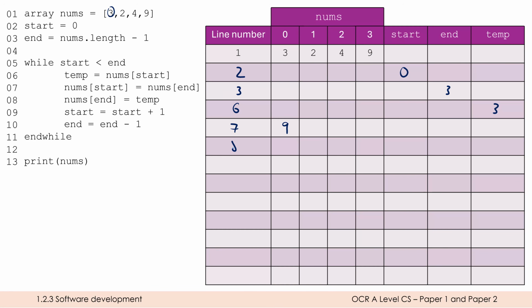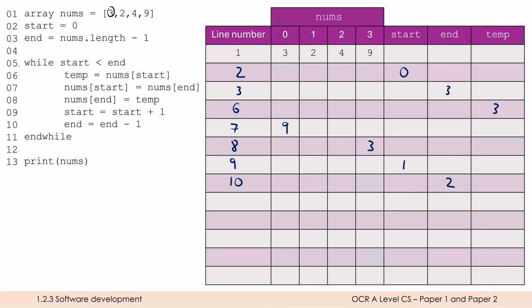And then in line 8, we're setting nums index 3, which was 9, to now be equal to temp, which is 3. Thankfully, line 9 is a little bit simpler. We're simply adding 1 to start. So 1 plus 0 is 1. And in line 10, we're subtracting 1 from end. So therefore, that is now equal to 2. Nothing of note happens at line 11. That's just us ending the while loop.